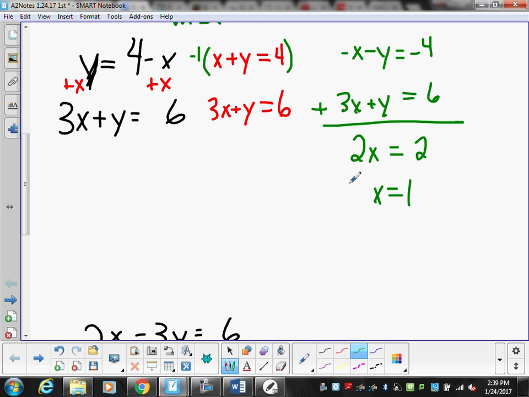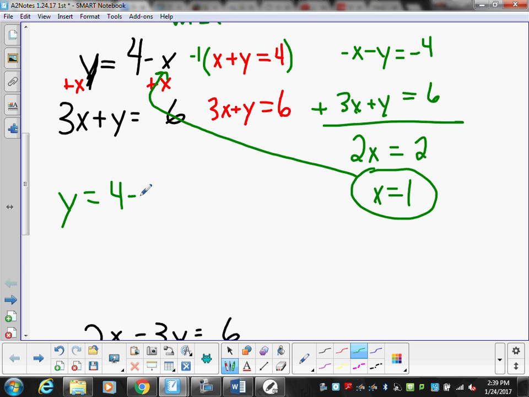Okay. So now that I've got the x, I'm going to take it back to my original equation right here. Mostly because the first one is easier, because y is already by itself, and I just do 4 minus 1 equals 3. So y is equal to 3. If I had plugged it in here, I would have had to say 3 times 1 plus y equals 6, and then subtracted the 3 from both sides, and I'd get y equals 3 also. So either way works. My solution now is (1, 3).